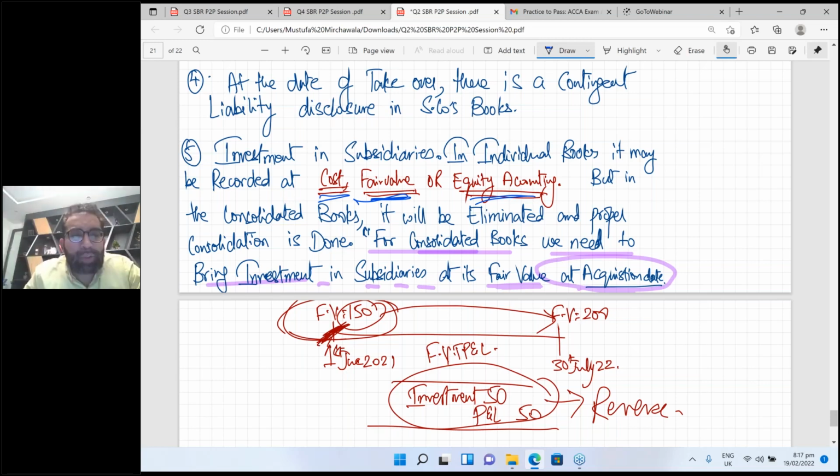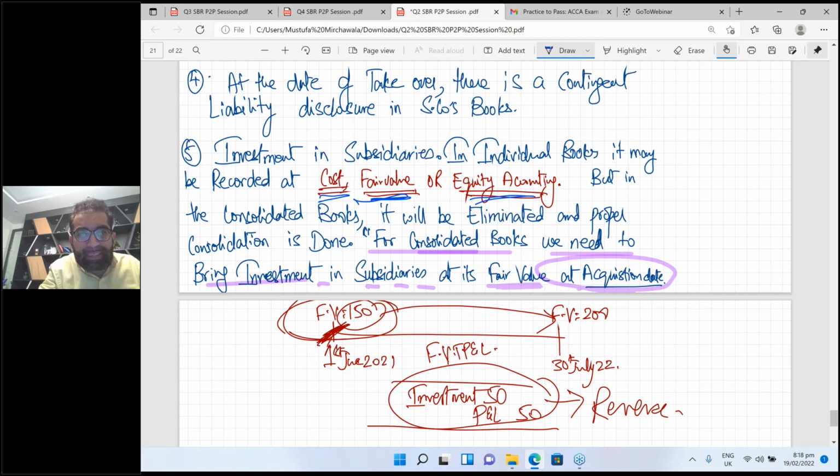I repeat: in the individual books of the parent company, you can record the investment in subsidiary at cost, which is allowed, or at fair value, which is also allowed, or you can do equity accounting. You can opt for one of these three policies. But in the consolidated books, we cancel out this investment and do complete consolidation accounting, adding together.